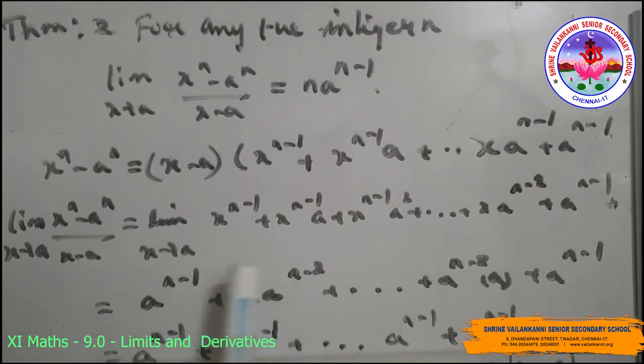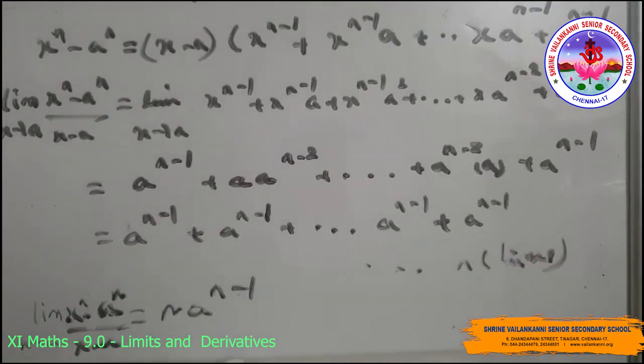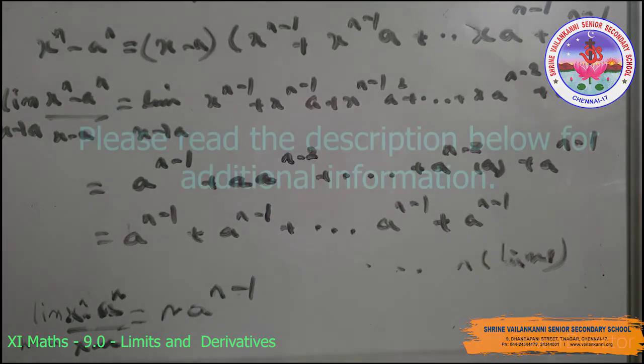So I am writing this as the sum of the limits of the functions, which is equal to a power n minus 1 plus a into a power n minus 2 plus etc., a power n minus 2 into a plus a power n minus 1. So we get a power n minus 1 plus a power n minus 1 and so on till a power n minus 1, which is up to n terms, which is equal to n a to the power of n minus 1. Therefore, limit x tends to a of x power n minus a power n by x minus a is equal to n a to the power of n minus 1. Thank you, children.